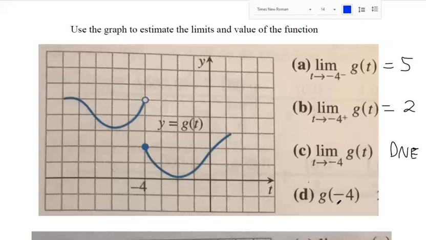And then it says, what happens if you plug -4 into this function? And that has a solid dot. The solid dot and the open circle are right on top of each other, but the solid dot means, hey, if you want exactly -4, meaning no calculus, then you go with the solid dot. So we say that g of -4 is equal to 2, because that's the y value.